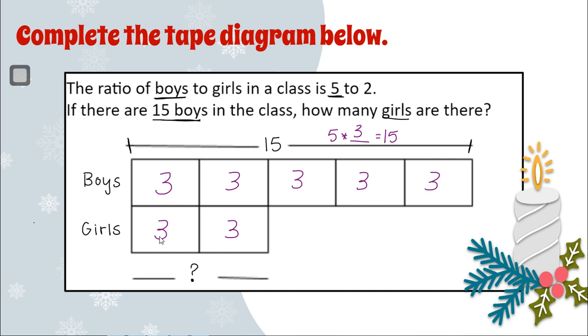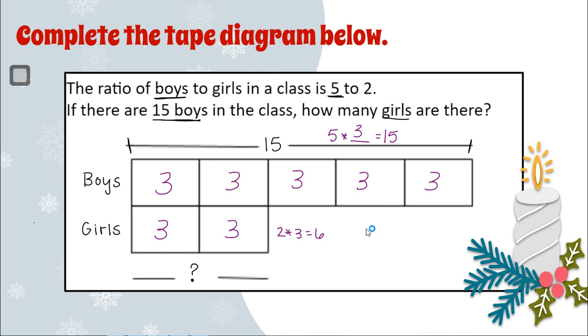So down here, if we have 2 boxes that has 3 girls each, how many girls do we have in total? 6. 3 plus 3, or 3 times the 2 boxes, is going to give us 6 girls.